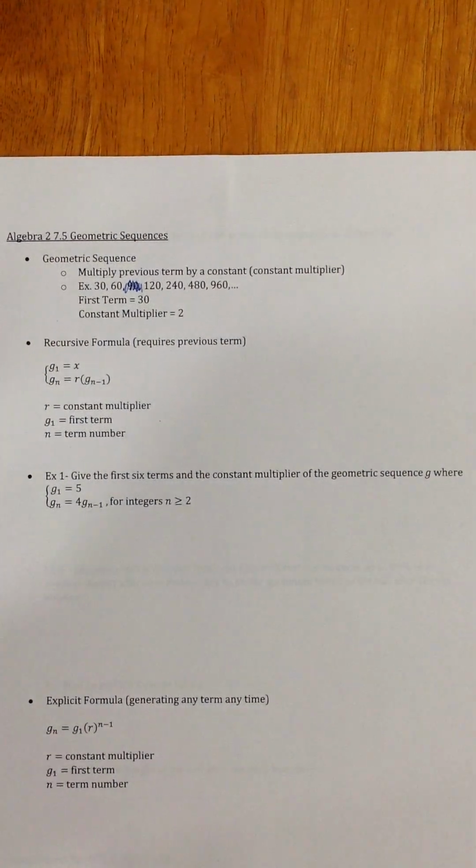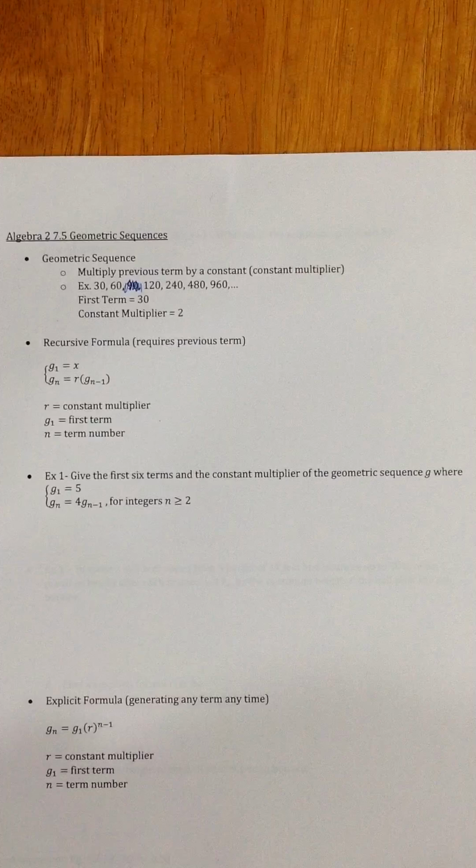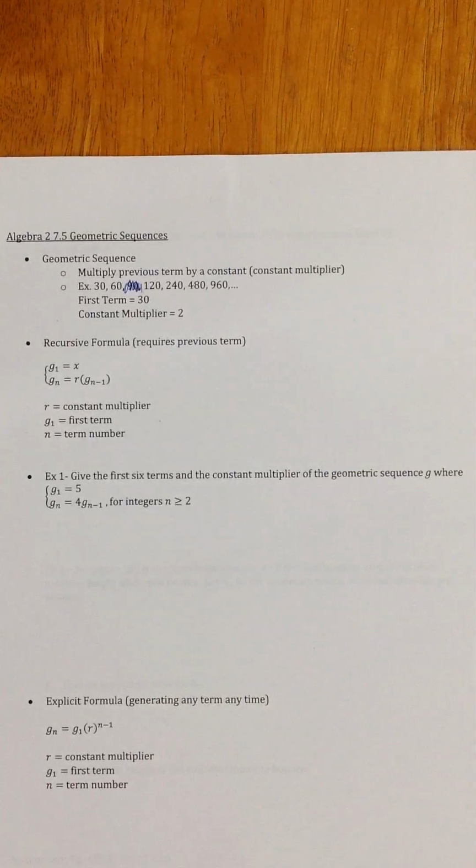This is section 7.5, geometric sequences. A geometric sequence is basically a set of numbers that follows a pattern. That pattern is developed by multiplying your previous term, or the term that comes before the current one you're working on, by a constant, which is just some sort of number. We call that number we're multiplying by the constant multiplier.